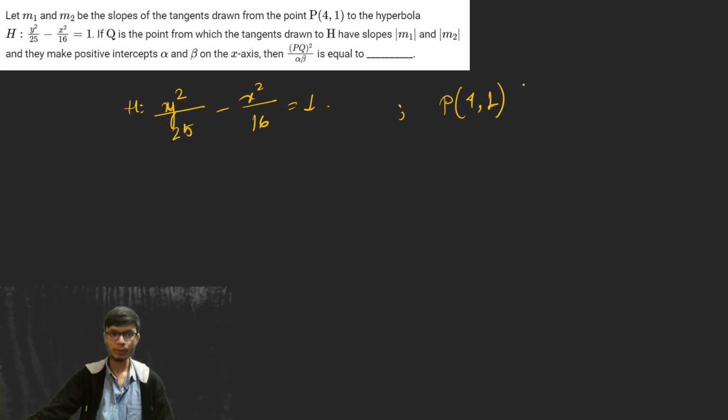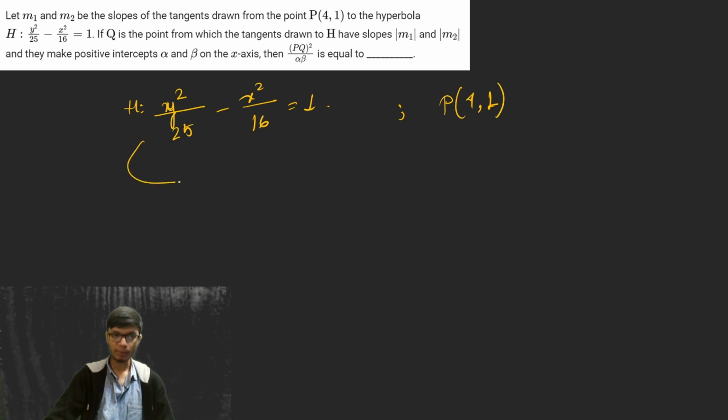Now, if Q is the point from where the tangents are drawn to the hyperbola, with both slopes m1 and m2, and they make positive intercepts alpha and beta on the x-axis, so both tangents make positive intercepts alpha and beta on the x-axis, then you have to find PQ whole square divided by alpha beta. All right, so that is basically the question.